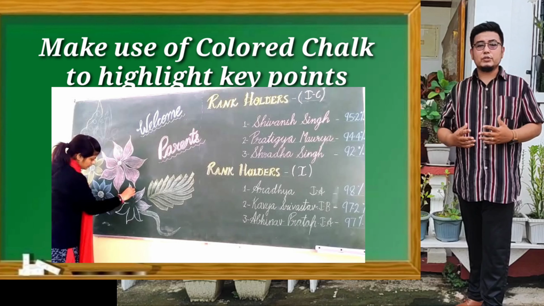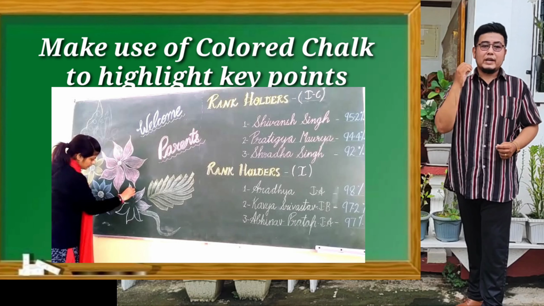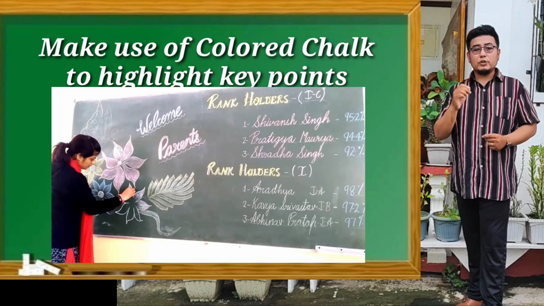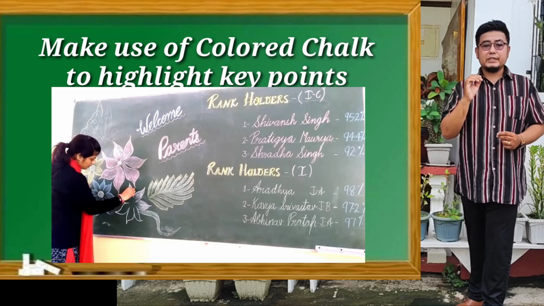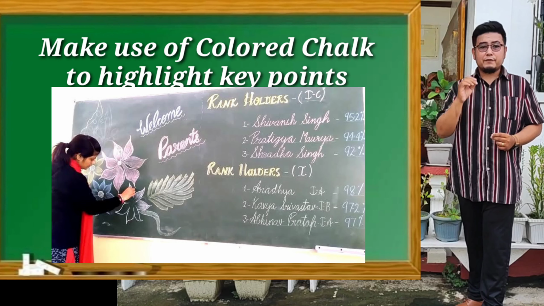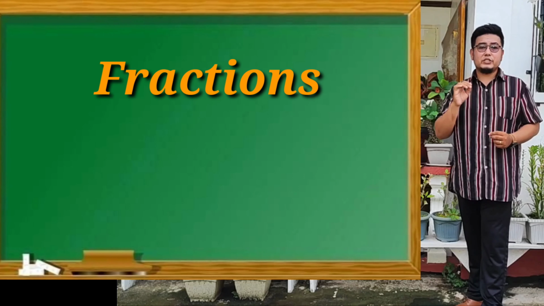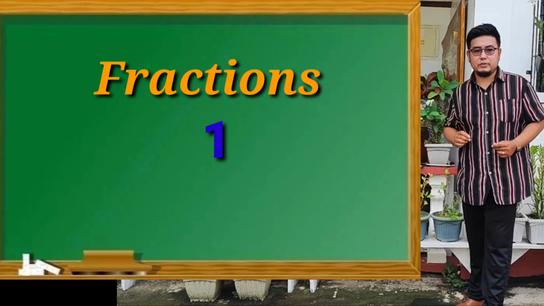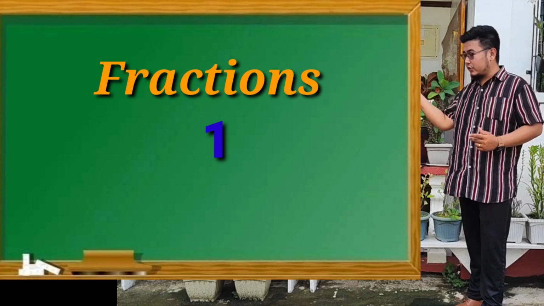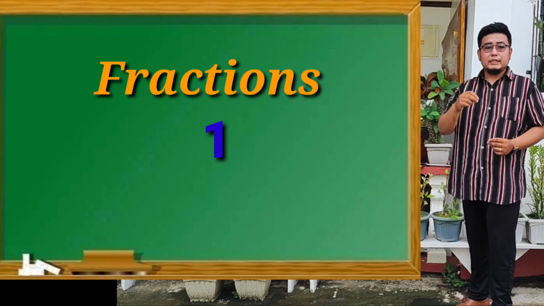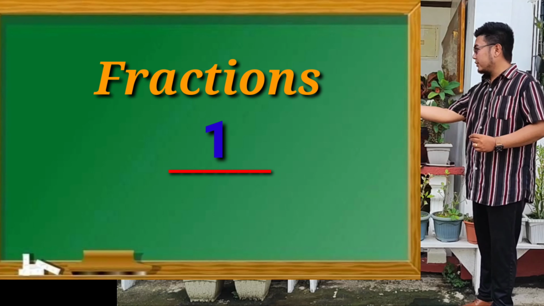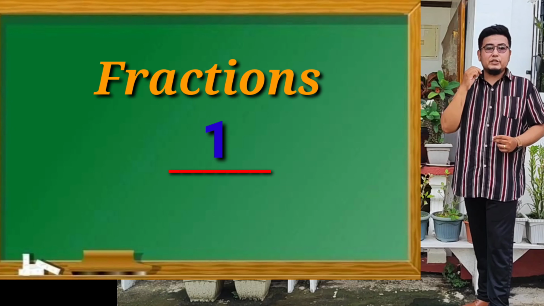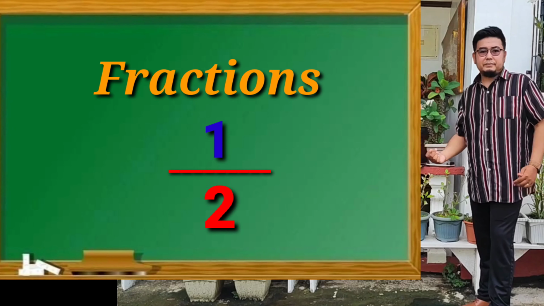Next, make use of colored chalk to highlight key points. Colored chalk will also make your board work more appealing and legible. For example, in mathematics, in fractions, you can easily distinguish each part of a fraction: the numerator, which is colored blue, then the fraction line, colored red, and the denominator, which is colored red.